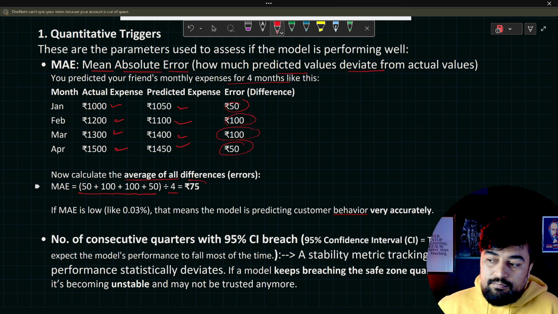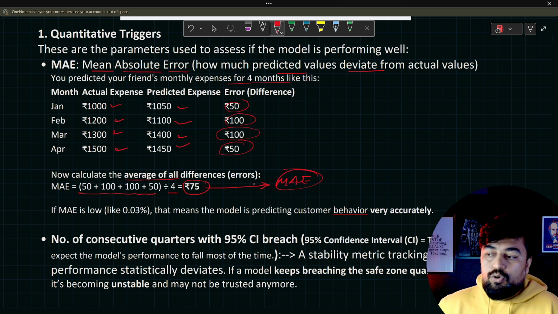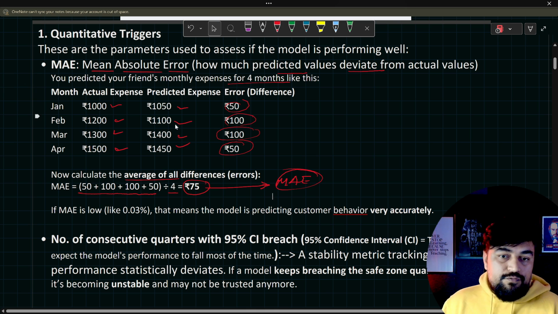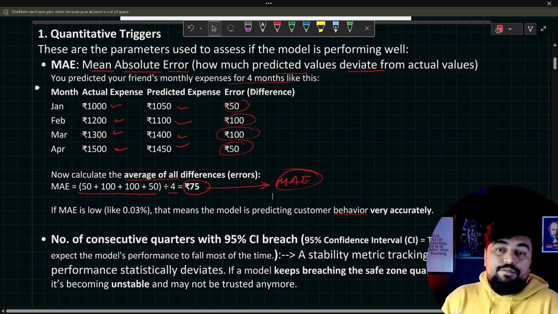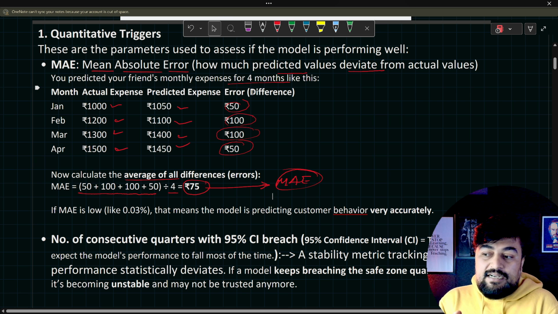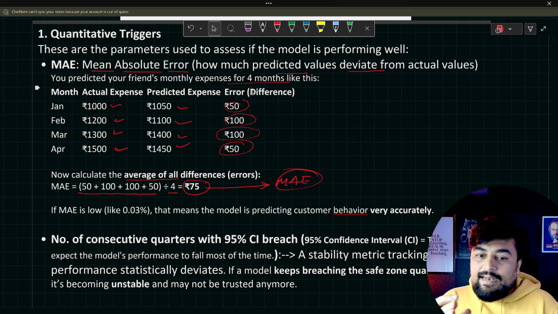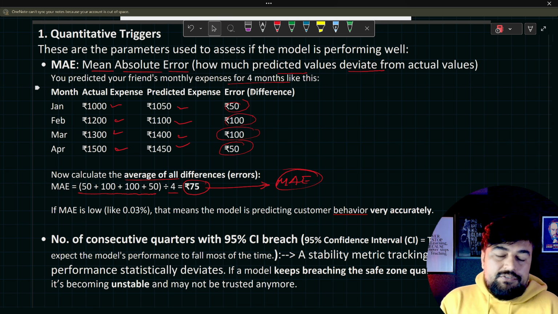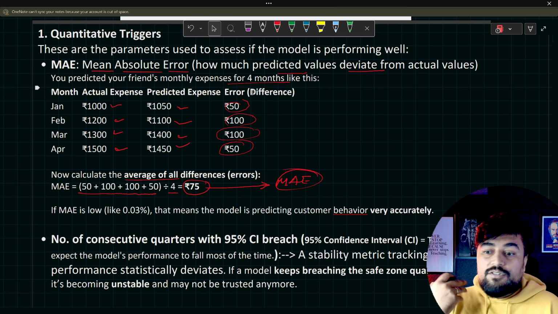So here it's come 75. This is the value of MAE. Now, MAE is very important, okay? The condition here is that if MAE is very low, the less the MAE, that means your prediction was obviously good. Why? Because the accuracy of your prediction was that much, right?